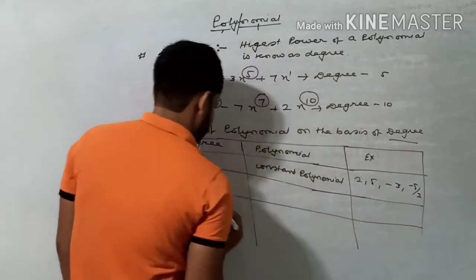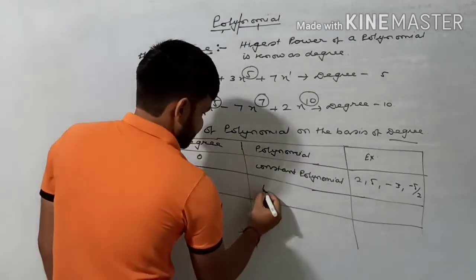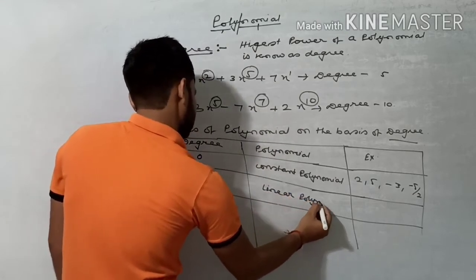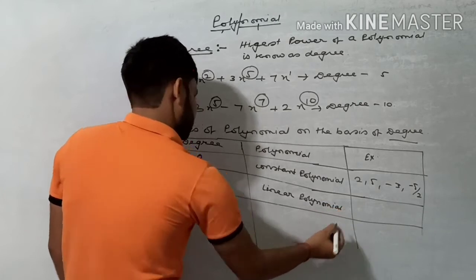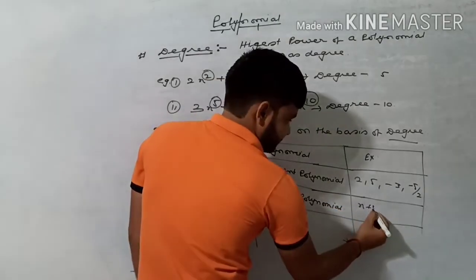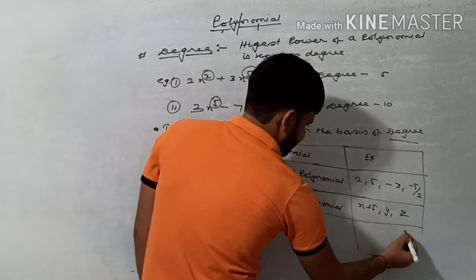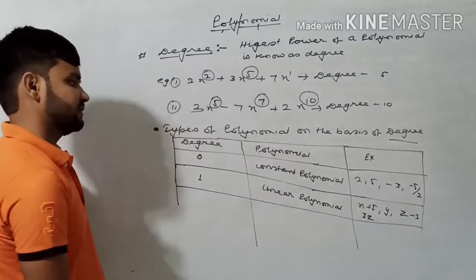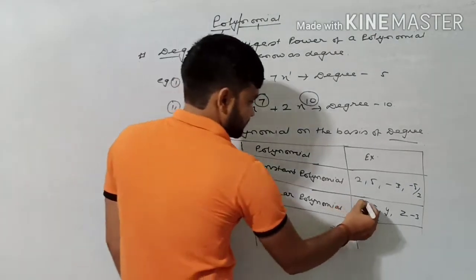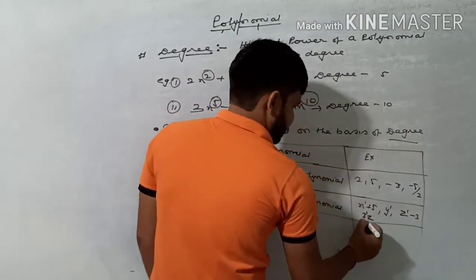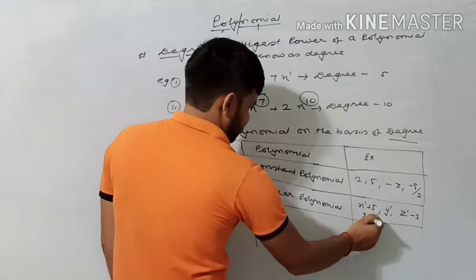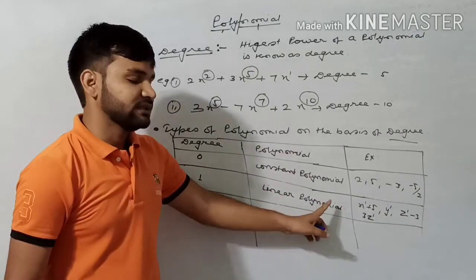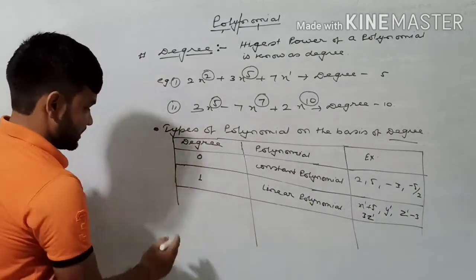After that, if degree is 1, then it is linear polynomial. Means x plus 5, y, z minus 3, 3z, these are the linear polynomial. That means power of the variables is 1, the degree of the polynomial is 1. So that means given expression is a linear polynomial.